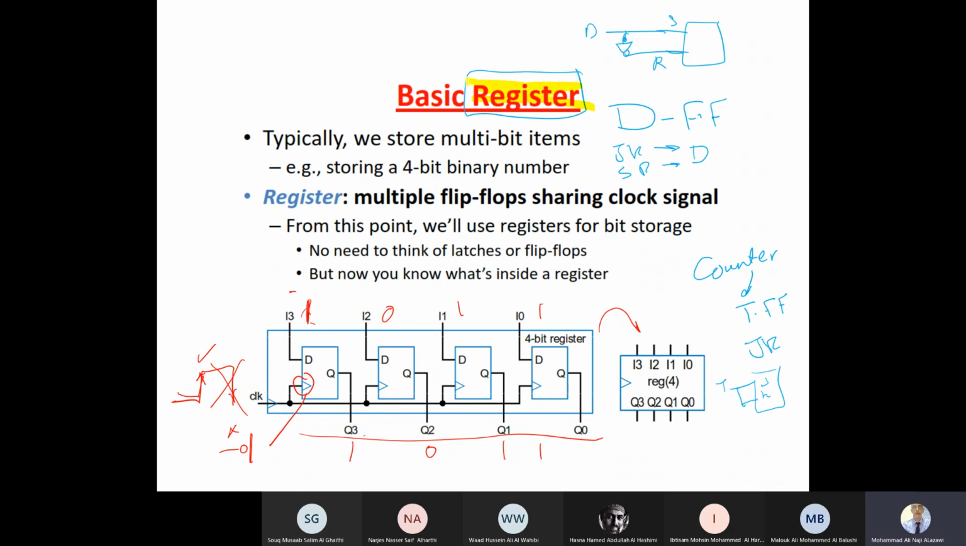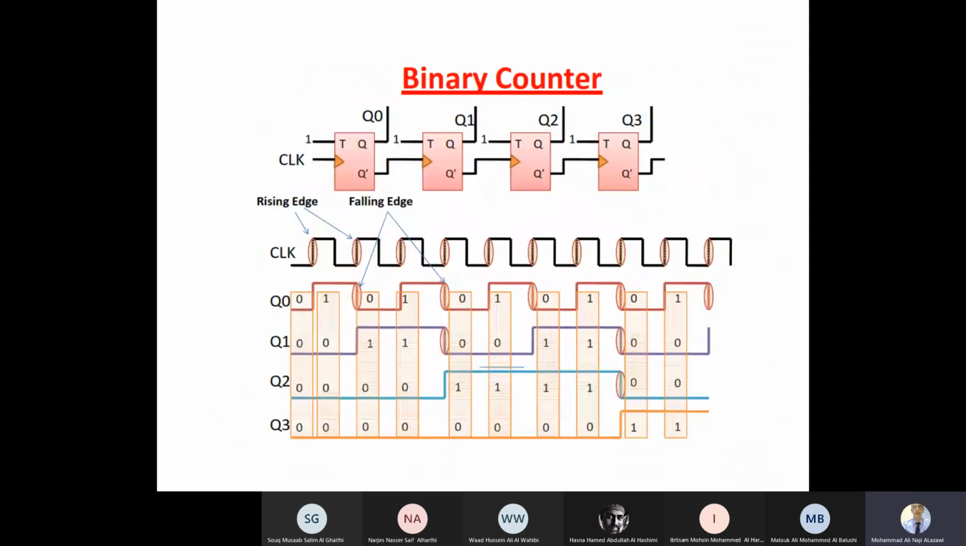Remember, this is a register. A register means D flip-flop. Now let's continue. Here we are talking about counters. Counters means T flip-flop, because it toggles the signal. So I'll explain this also.